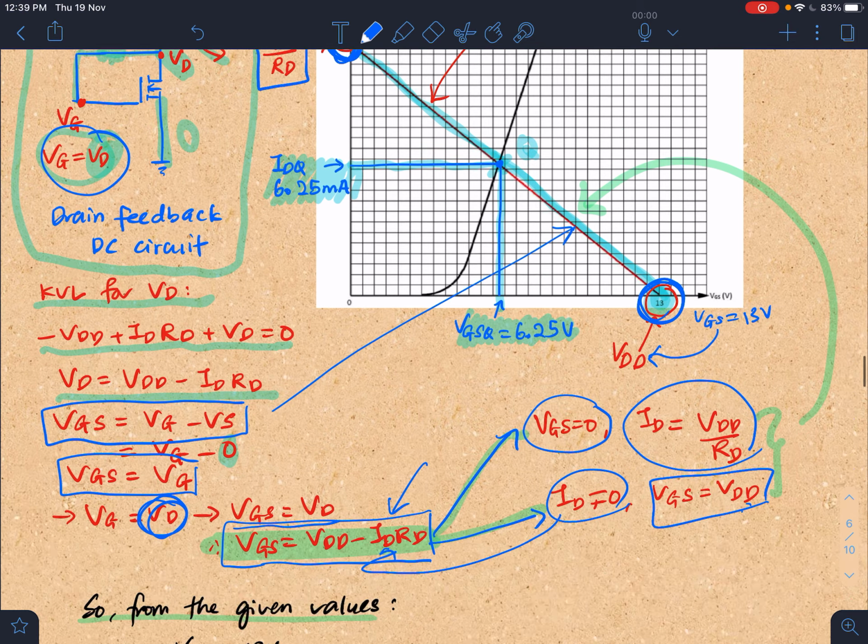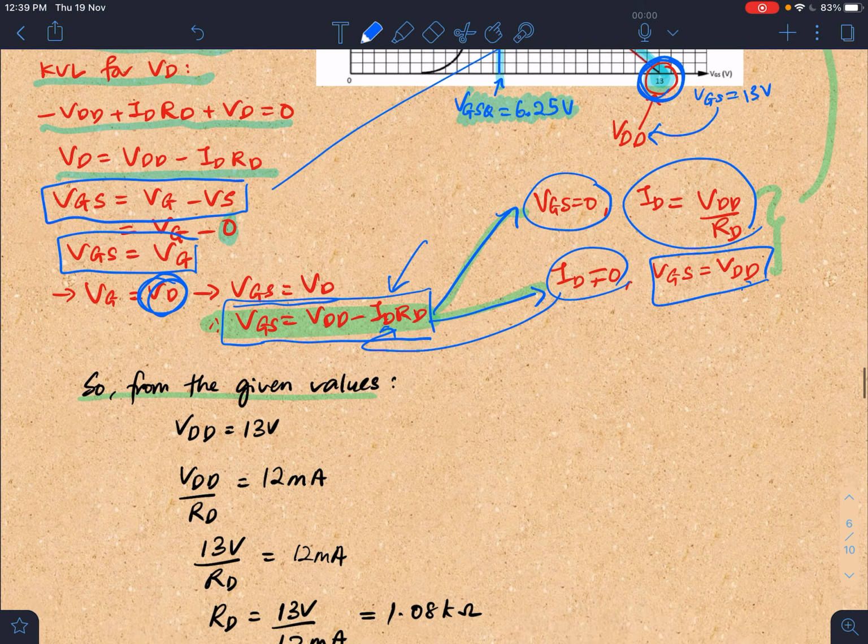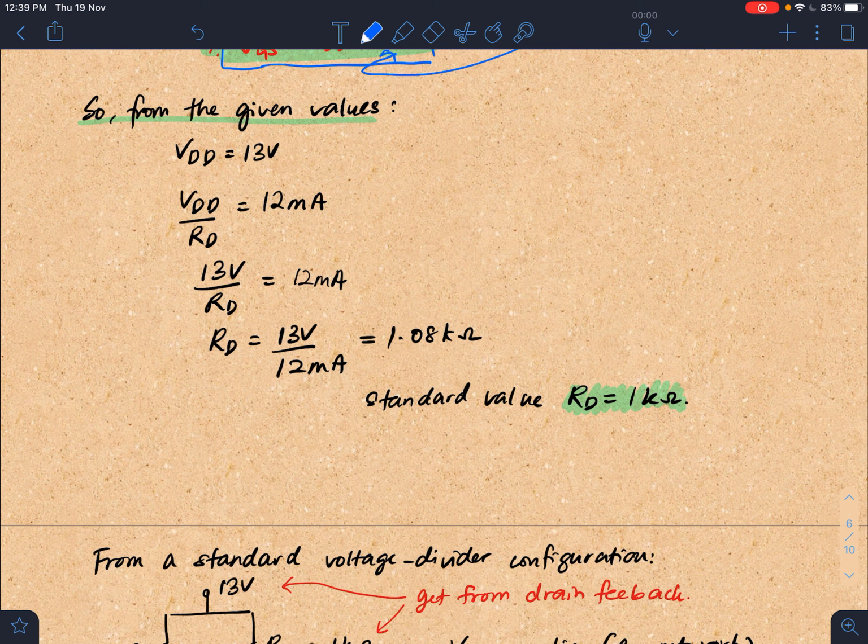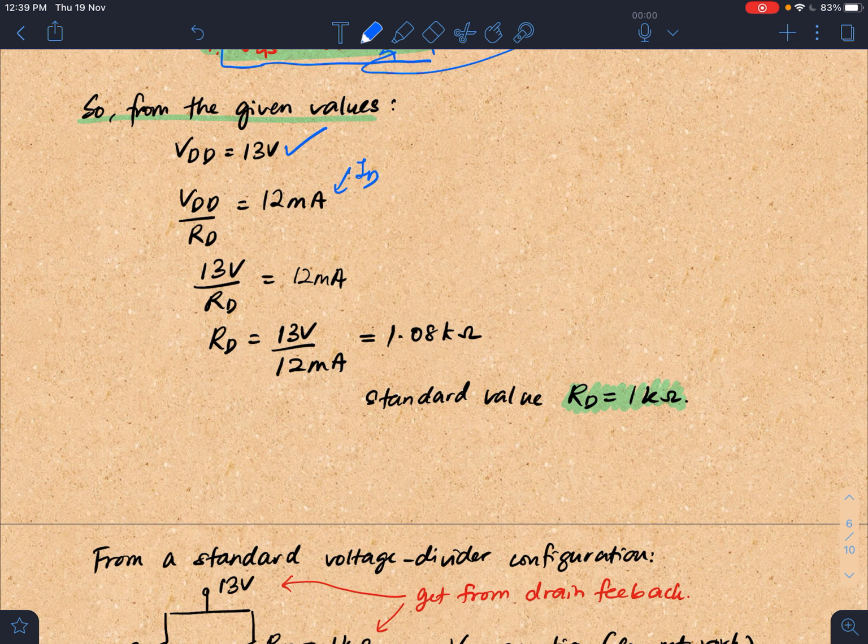From this information, you can find the RD value because you already have VDD as 13 and ID as 12 milliampere. Solving for RD, the answer is 1.08 kilo ohms. Finding its standard value, we get RD equal to 1 kilo ohm.